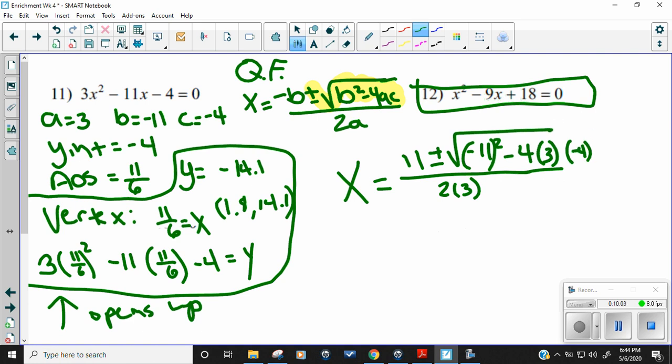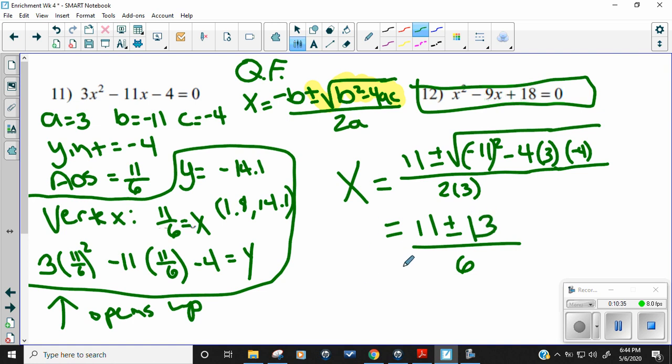Now this extends here, this extends there. So I said to start with the square root. So I get 11 over 6 plus or minus. Now let me do that. So it's 121 minus 4 times 3 times negative 4. Minus the square root of 169. So the square root of 169 is 13.